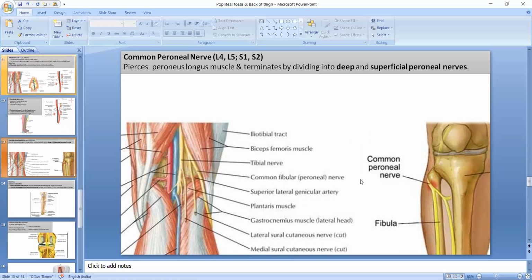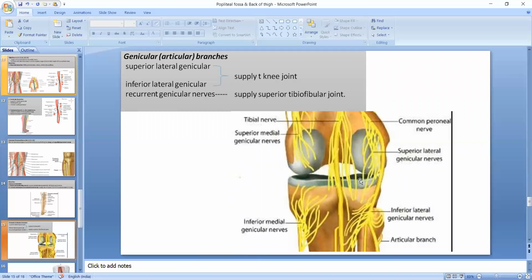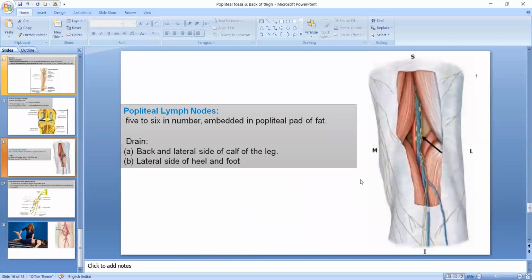Common peroneal nerve: it passes over the peroneus longus muscle and terminates by dividing into the deep and superficial peroneal nerves. Branches: the cutaneous branches, the sural communicating nerve, runs on the posterolateral aspect of the calf and joins the sural nerve, and the lateral cutaneous nerve supplies the skin of the upper two-thirds of the lateral side of the leg. Genicular branches: there are the superior lateral genicular branch and inferior lateral genicular branch, both together supply the knee joint. And the recurrent genicular nerve supplies the superior tibiofibular joint.